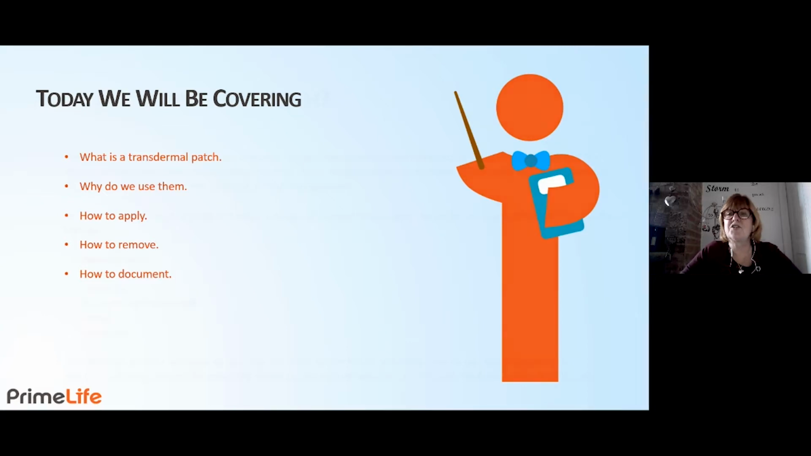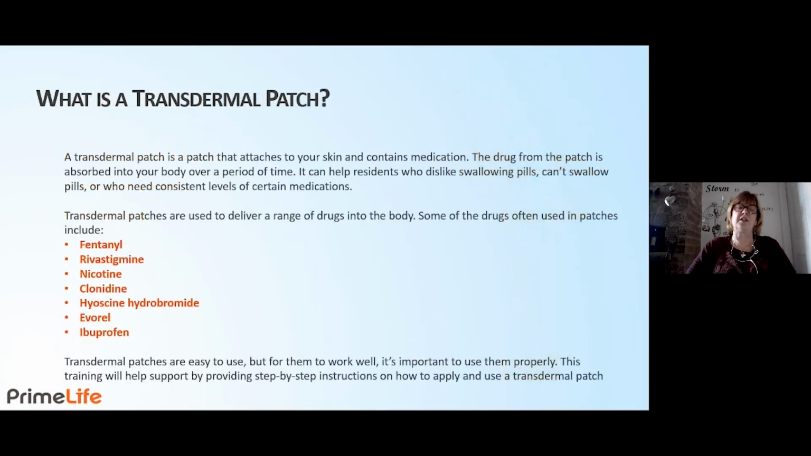So, what is a transdermal patch? A transdermal patch is a patch that attaches to your skin and contains medication. The drug from the patch is absorbed into the body over a period of time, and it can help residents who dislike swallowing pills or can't swallow pills or need constant levels of certain medications.